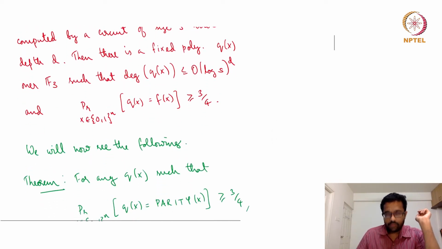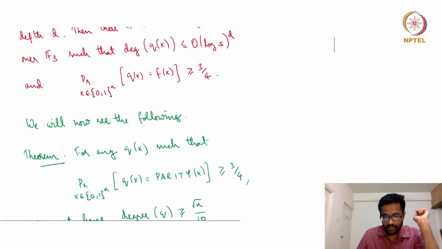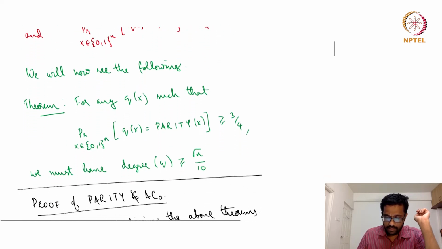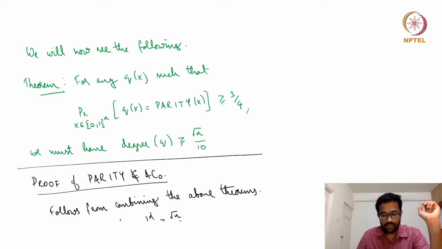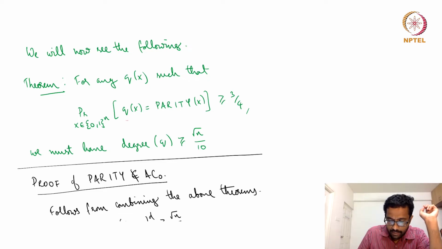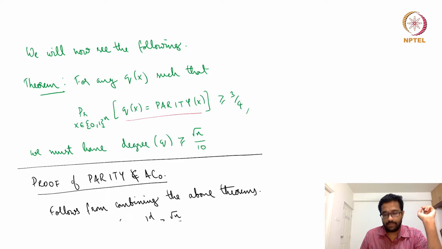So this is what we already saw, right? What we will see in this lecture is that any fixed polynomial that agrees with the parity function on 75% of the inputs should have degree at least square root n divided by 10. Okay, so any fixed polynomial that agrees with the parity function, right?